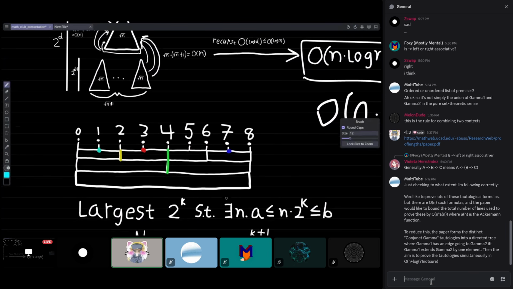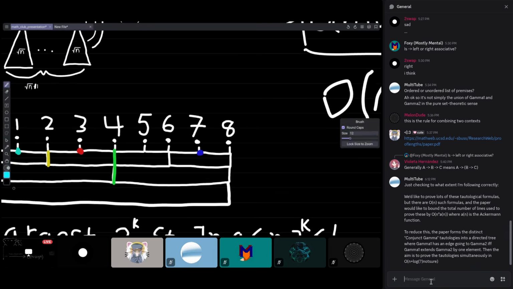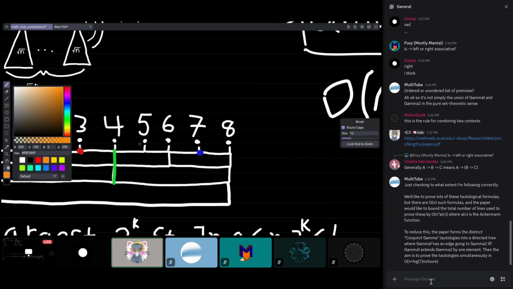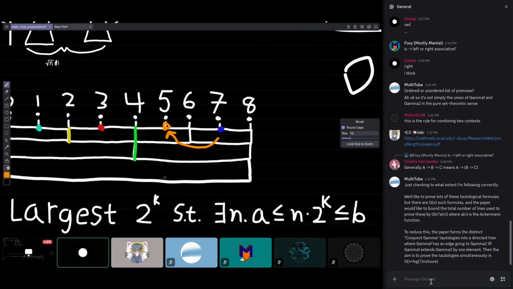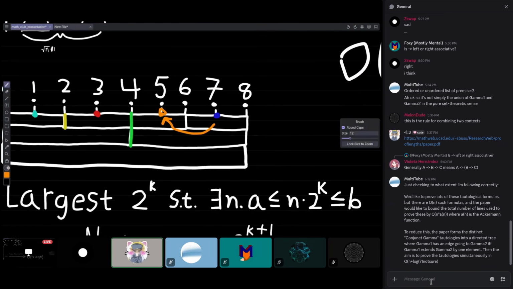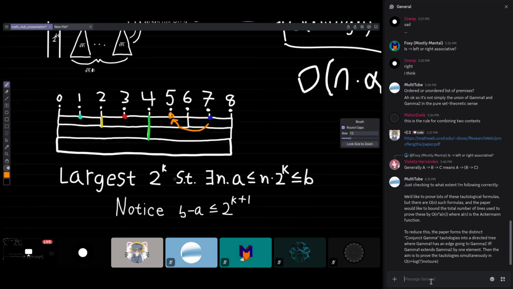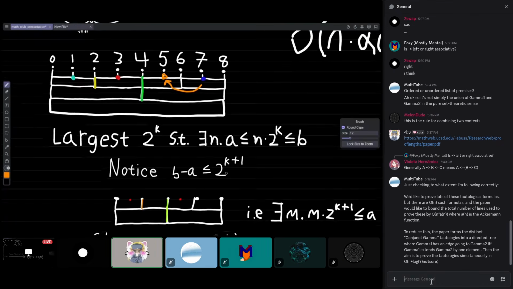And why do we need this n? Well, here's an example of why we need the n. I think, to put that in other words, you're saying to find the biggest bit on which they differ. Is that right? Yeah. Okay. So the first thing to notice is that b minus a is less than or equal to 2 to the k plus 1. And why is that?